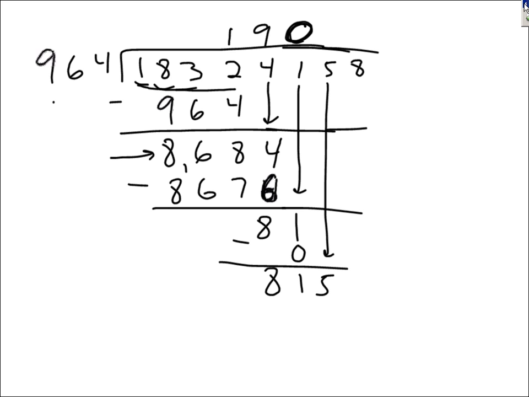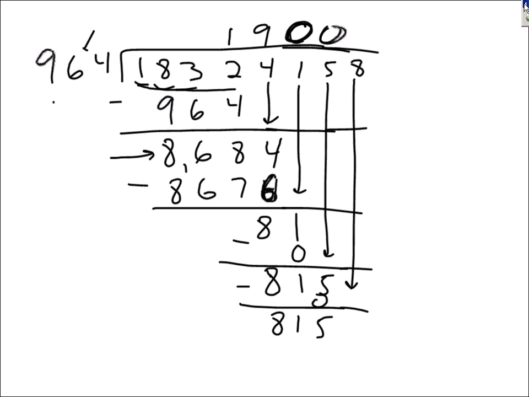964 is bigger than 815. That is, it won't even go one time. 964 times 1 is already 964. That is, it's already bigger than 815. So then we go 0 times. 0 times 964 is 0. Subtract, get 815. Bring down the next and last number, 8.